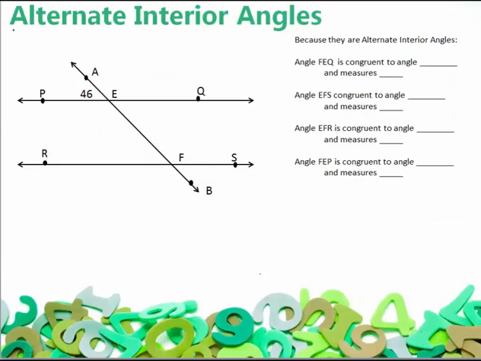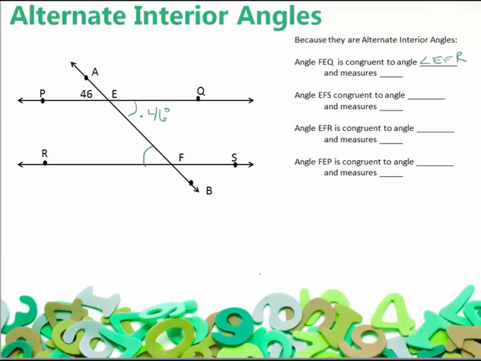Our next slide is on alternate interior angles. Alternate interior angles are angles that alternate, but they stay on the inside of the parallel lines. So they stay inside these 2 lines. So if we look at angle FEQ, this angle right here, which we know is 46 degrees because it's a vertical angle to the 46 degree one we have here, PEA. So FEQ is going to be congruent to EFR.